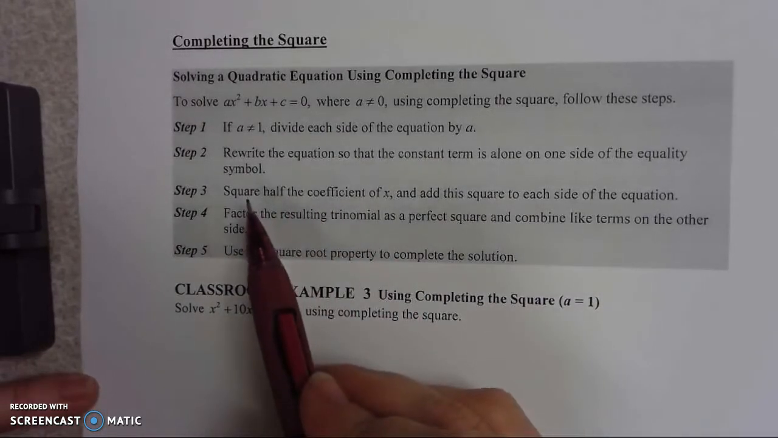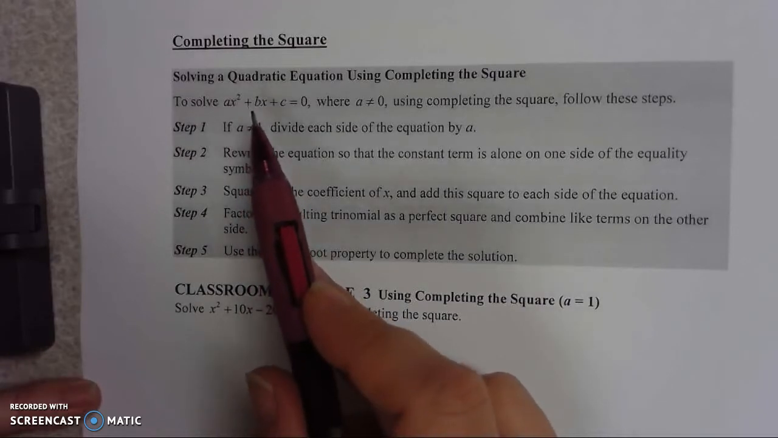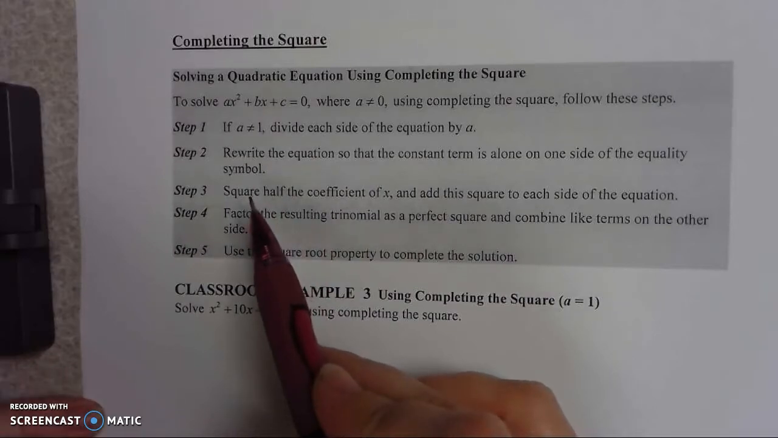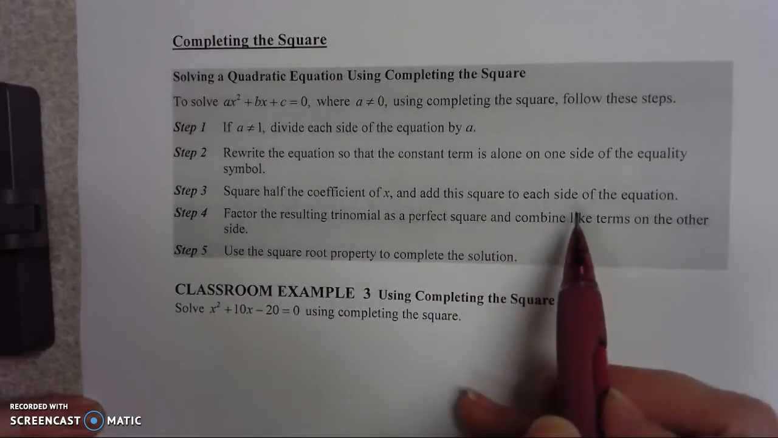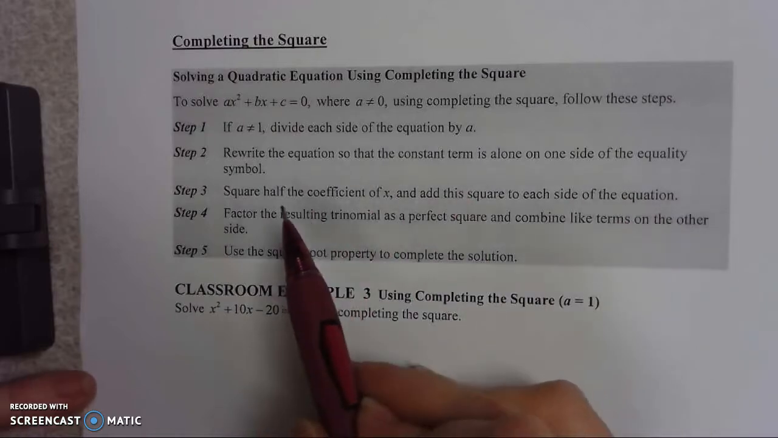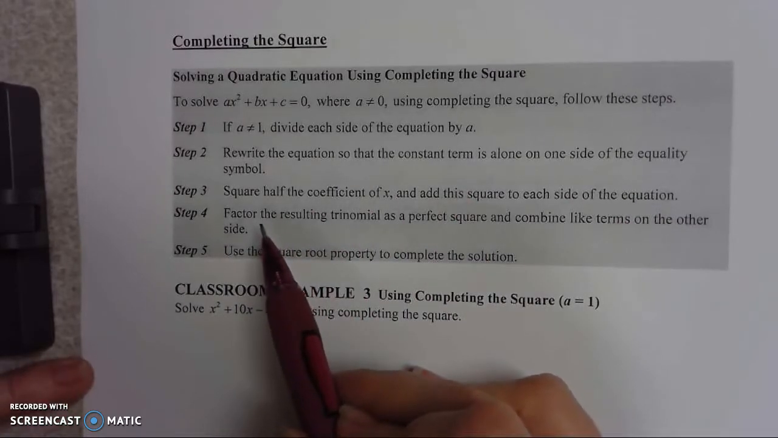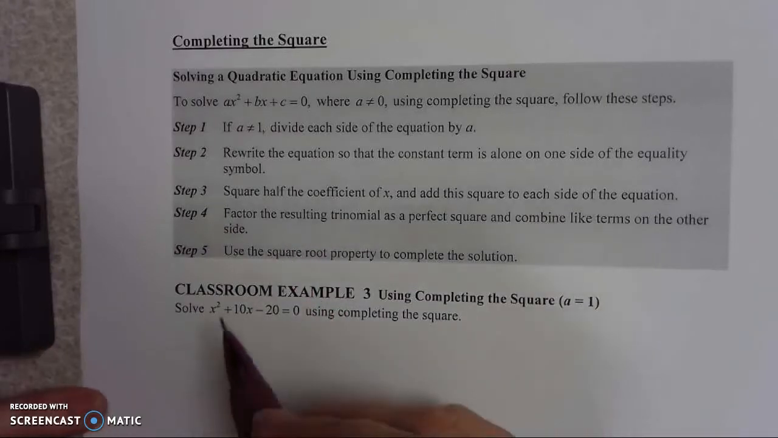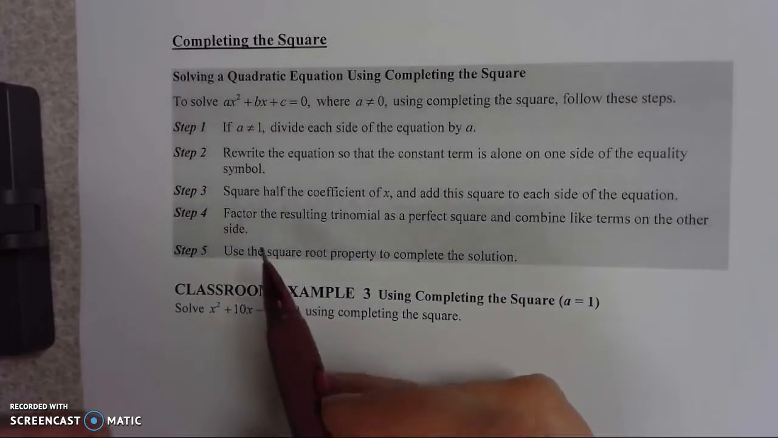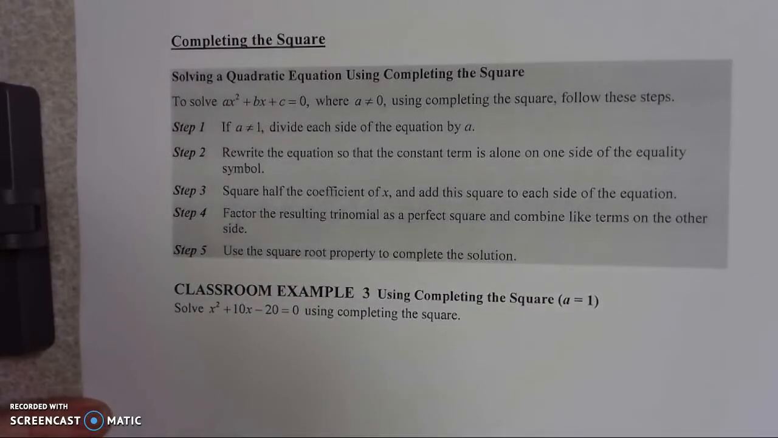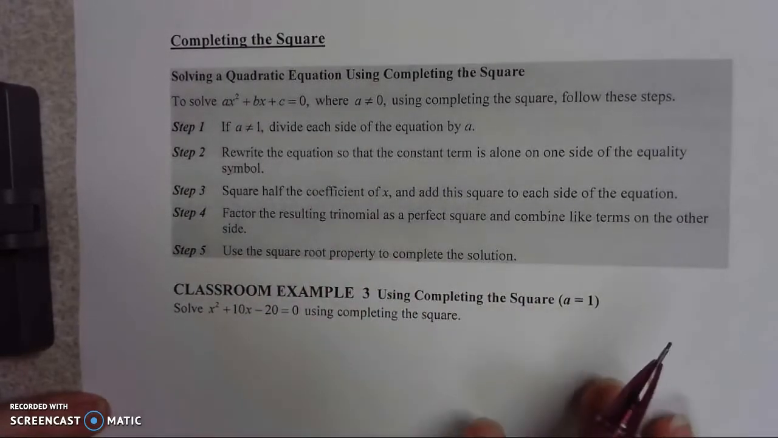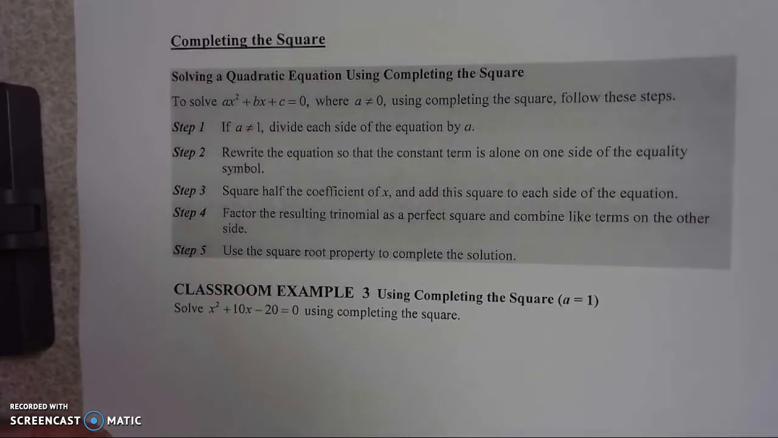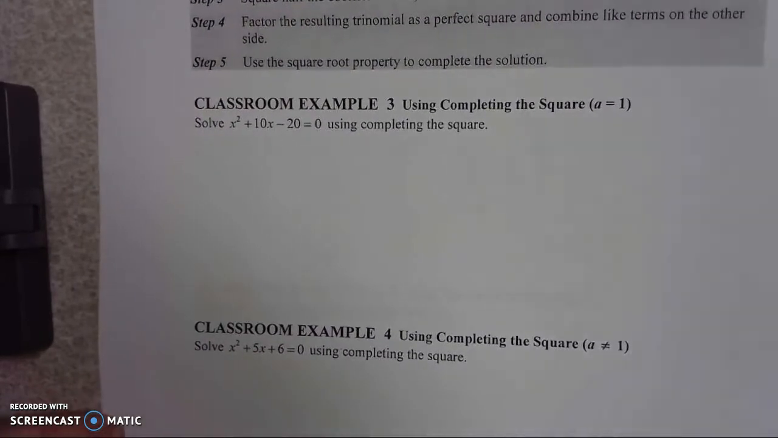Then what you're going to do is take half of b, so either divide b by 2 or multiply it by 1/2. Once you get that, you square it. Then you're going to add this square to each side of the equation. What you have then on the left side, or whichever side you decide to keep your variables on, will be a perfect square trinomial, which you can easily factor. And then you'll use the square root property to find the solution. So I know that sounds like a lot, and maybe a little confusing, but maybe once you see some examples, it'll make more sense.